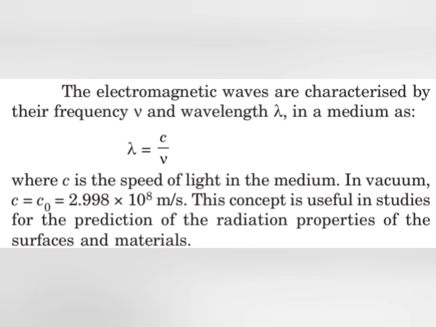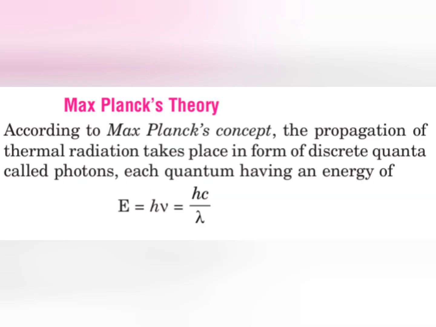So Maxwell theory is basically used for prediction of radiation property of surface and material, and this is the very first theory proposing the theory of radiation, that is Maxwell theory. And the next theory is Max Planck's theory. According to Max Planck's concept, the propagation of thermal radiation takes place in the form of discrete quanta called photons.